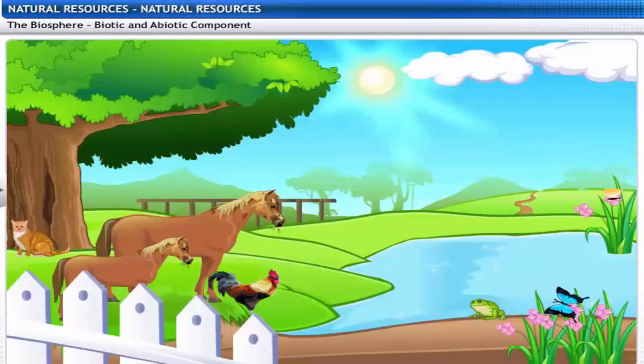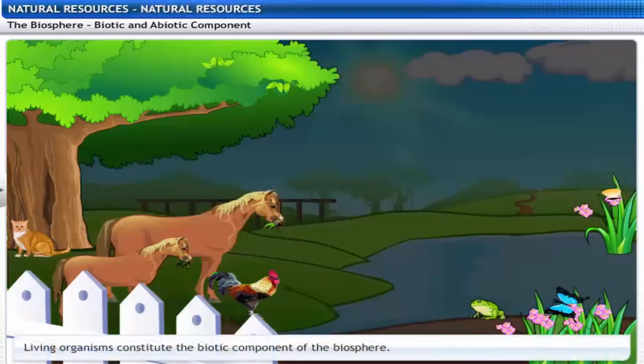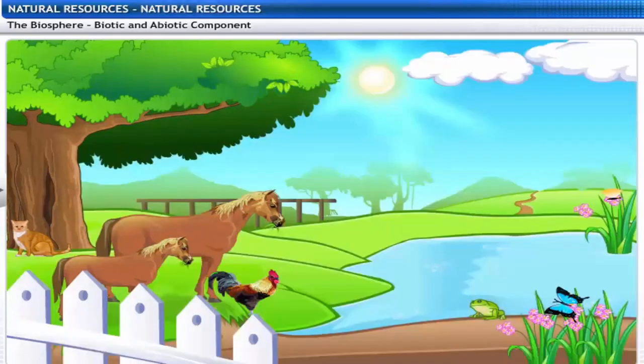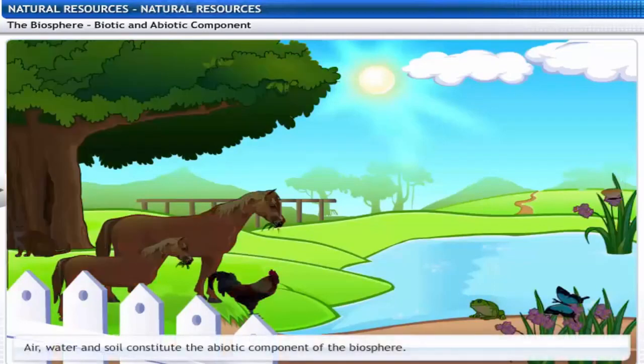The biosphere has 2 components, biotic and abiotic. Living organisms constitute the biotic component of the biosphere. Air, water, and soil constitute the abiotic component of the biosphere.